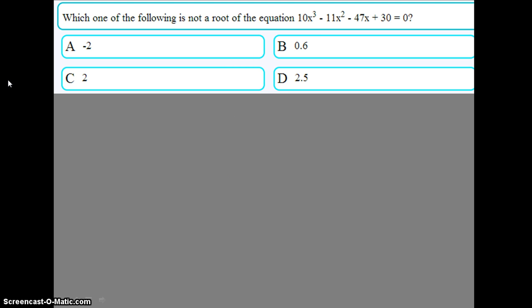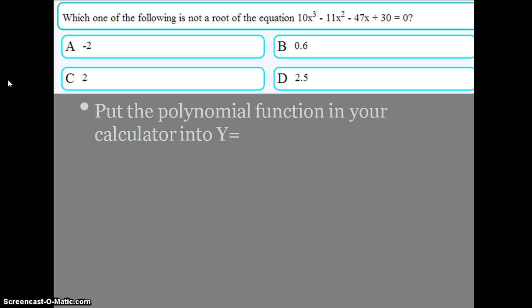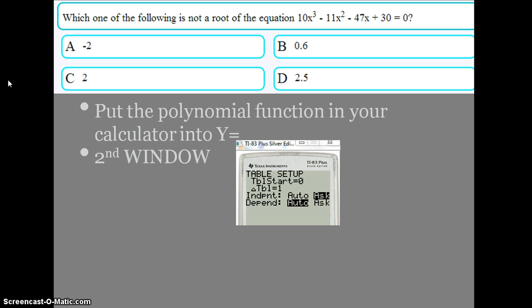Number 1, which one of the following is not a root of the equation 10x cubed minus 11x squared minus 47x plus 30 equals 0? And our answer choices are as listed. The first thing is you're going to put your polynomial function into your calculator into y equals. And then I use second window, which allows us to set the table in exactly the way that we want to do.